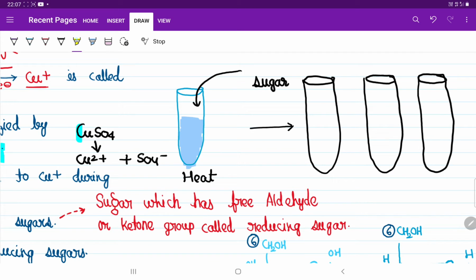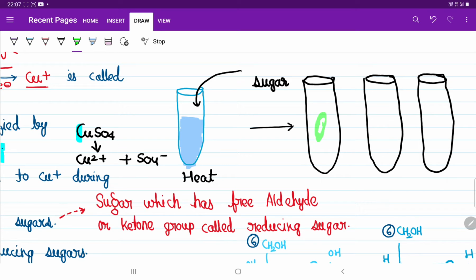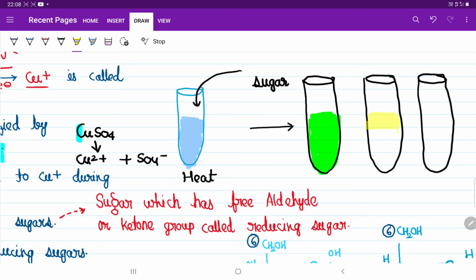I am repeating it again, try to understand it. In a test tube I take Benedict reagent mixed with water. Benedict reagent has copper sulfate. That copper sulfate, when mixed with water, will dissociate into Cu2+. Then you add some unknown sugar, and you have to find out whether this sugar is a reducing sugar or not. After adding that sugar, you heat the reagent in the test tube.